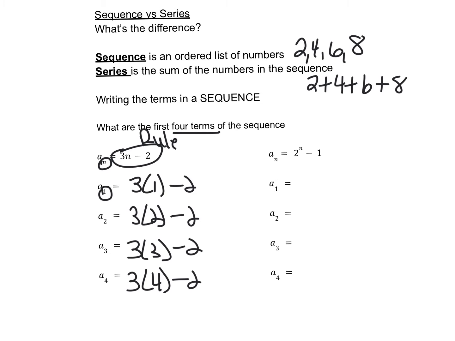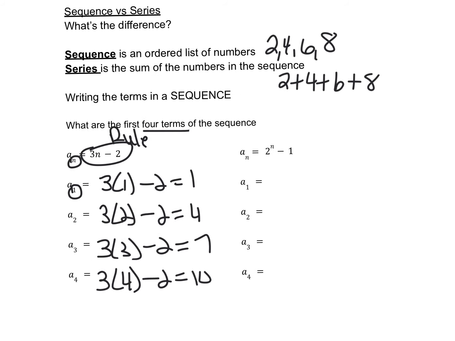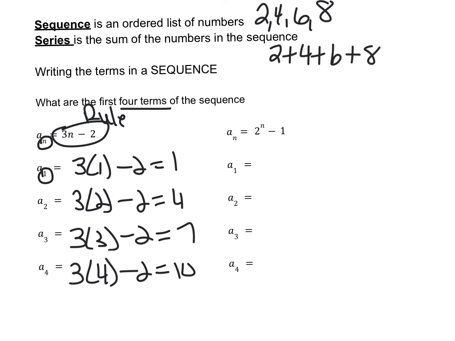3 minus 2 is 1, 6 minus 2 is 4, 9 minus 2 is 7, and 12 minus 2 is 10. And if you notice, this one is linear, pretty much. It's going up by 3 every single time. The second one here is not going to be so linear. And we have 2 to the n minus 1.